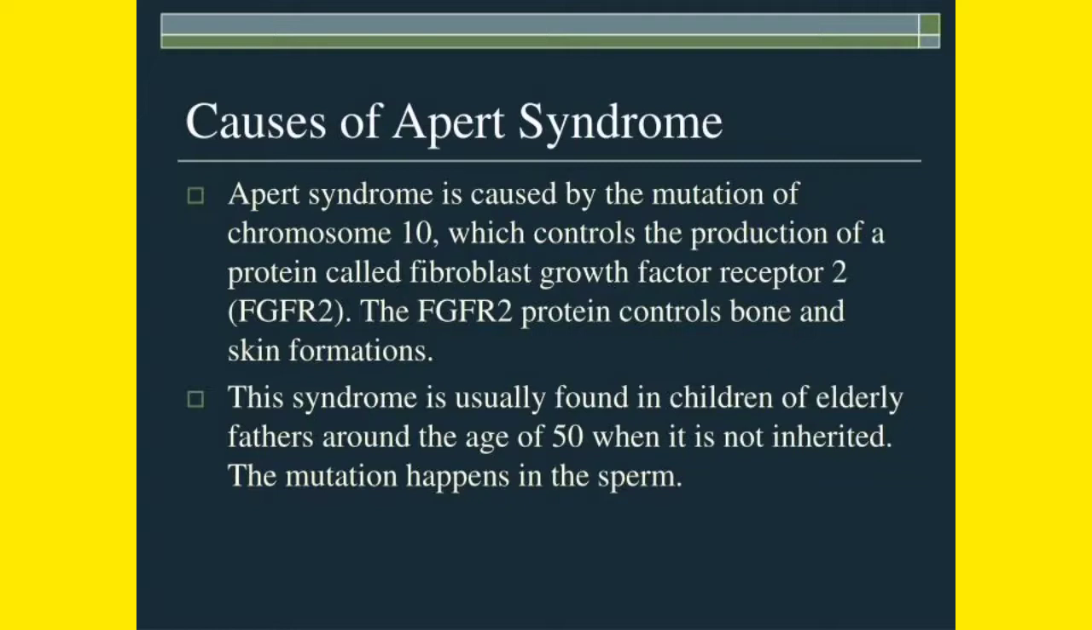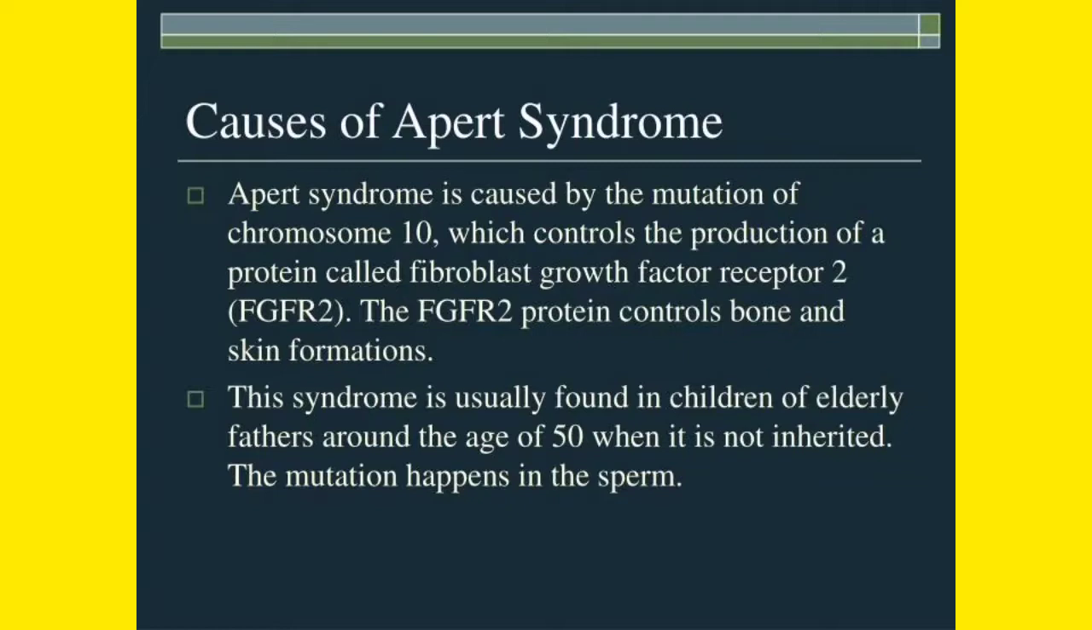So when there is a mutation in chromosome number 10, the gene is affected, and because the gene is affected, the FGFR2 protein is affected, and this protein is basically responsible for bone and skin production. Always remember this. Another important thing is this syndrome is usually found in children of elderly fathers. So if a child is born to a father around the age of 50, the baby can have a syndrome known as Apert syndrome.